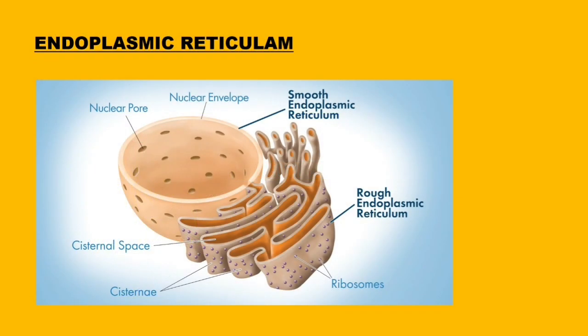Now come to the endoplasmic reticulum. These are membrane-bound channels seen in the form of a network of delicate strands and vesicles in the cytoplasm. These are of two types: rough endoplasmic reticulum and smooth endoplasmic reticulum. Rough endoplasmic reticulum is rough due to presence of ribosomes on the surface. They aid in protein synthesis, while smooth endoplasmic reticulum is smooth as ribosomes are absent on their surface. It helps in lipid and steroid synthesis.